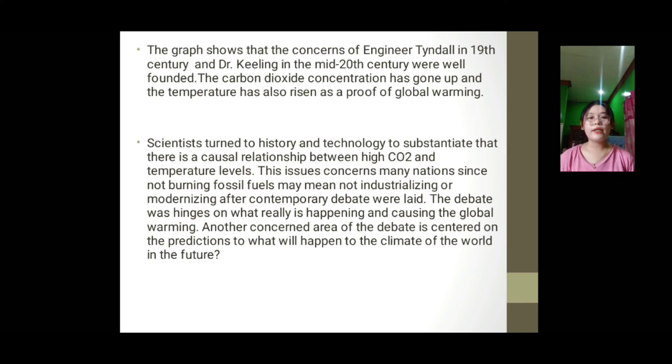Another area of concern in the debate is centered on the predictions of what will happen to the climate of the world in the future. So the Keeling curve is a graph that shows the ongoing change in the concentration of carbon dioxide in the Earth's atmosphere. The Keeling curve is also one of the most compelling pieces of scientific evidence that shows that carbon dioxide is accumulating in our atmosphere. Carbon dioxide is a greenhouse gas. Greenhouse gases trap heat in the atmosphere and help keep the planet warm. More greenhouse gas molecules in the air means more heat is trapped, leading to an overall warming of the planet.